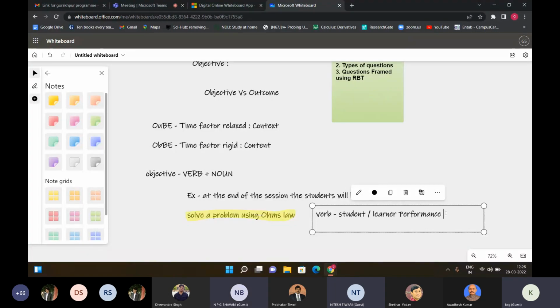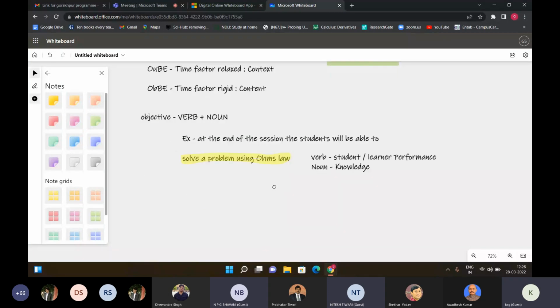And what is the noun component? The noun component of this objective focuses on the knowledge component. What kind of knowledge are you going to teach the student, or impart to the student community? That will be emphasized and discussed at length in the classroom. So solve a problem using Ohm's law could be my objective. The same thing can also be used as an outcome here.